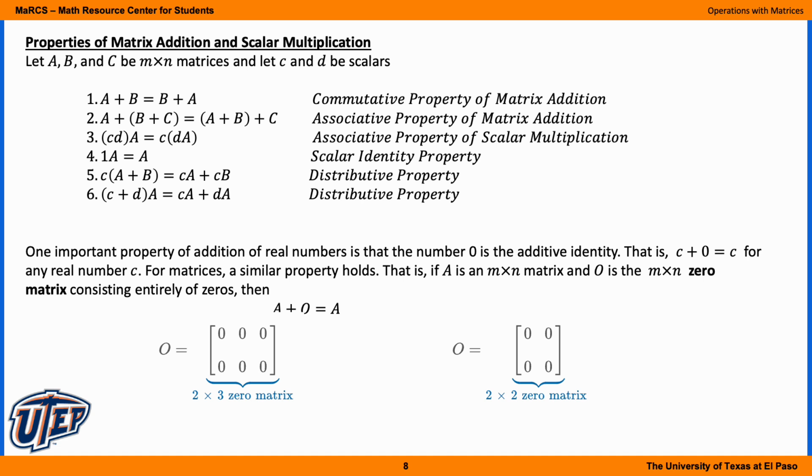The sixth property is the distributive property once again, but now we are summing the two scalars, so C plus D, and multiplying them by A. So we can do C times A plus D times A. Now, one important property of addition of real numbers is the number 0 is the additive identity. So that means C plus 0 is equal to C for any real number C. So for matrices, a similar property holds. So if we have the matrix A with dimension m by n, and 0, the m by n 0 matrix consisting of entirely zeros, then A plus 0 is equal to A.